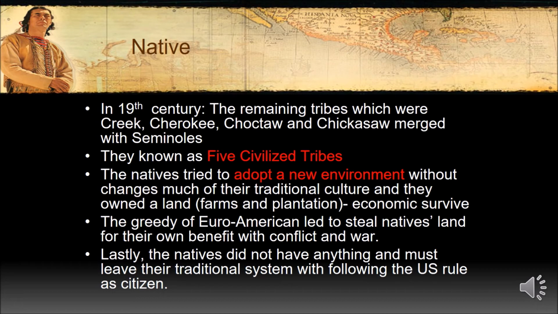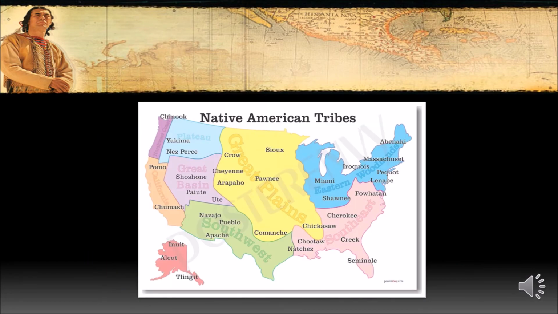The natives tried to adopt the new environment without changing much of their traditional culture, and they owned land. This was for their economy or income, because at that time money was used for everything. The greed of Euro-Americans led them to steal native land for their own benefit, with conflict and war. Lastly, the natives did not have anything and must leave their traditional system and follow US rules as citizens. This means that the natives lost their right to select their leader. Only the federal government had the power to appoint the leaders of tribes. This is the image of Native American tribes.